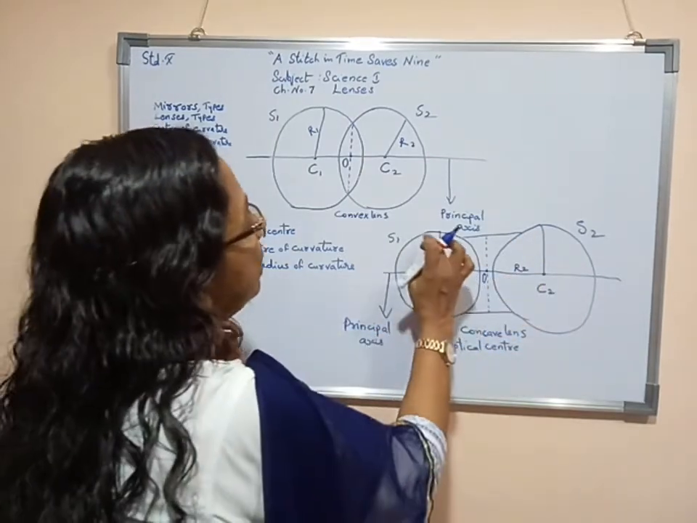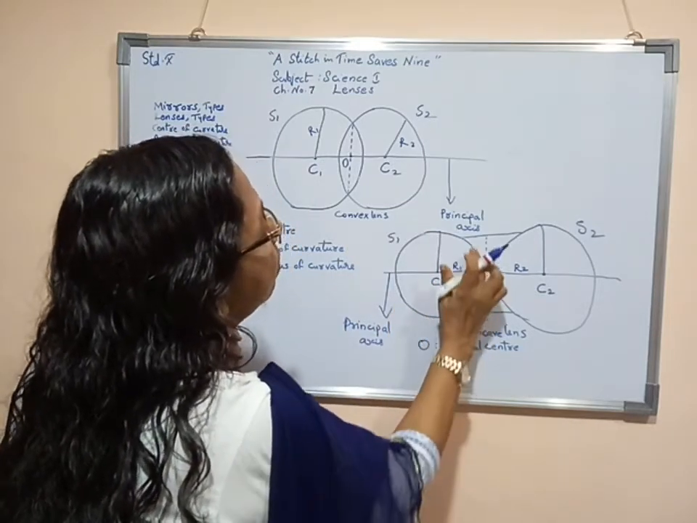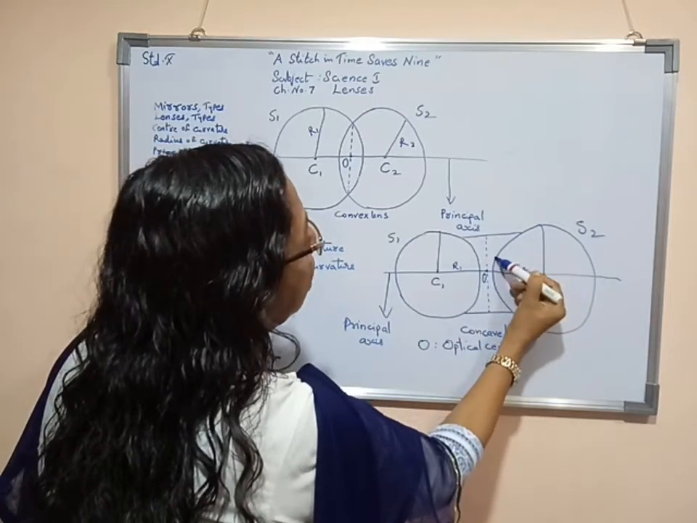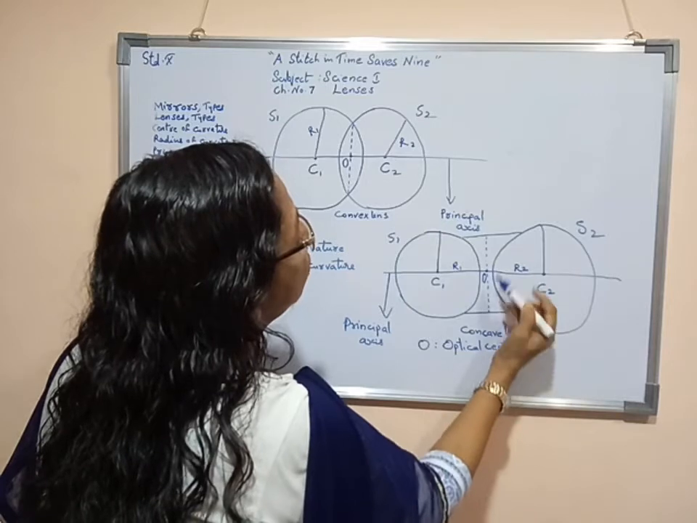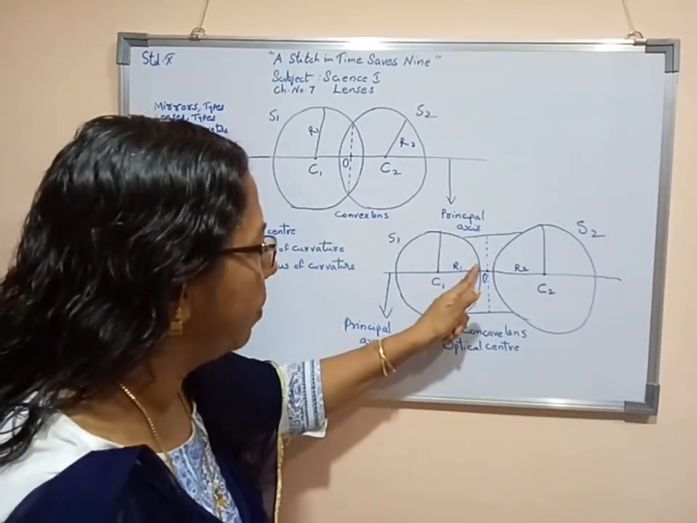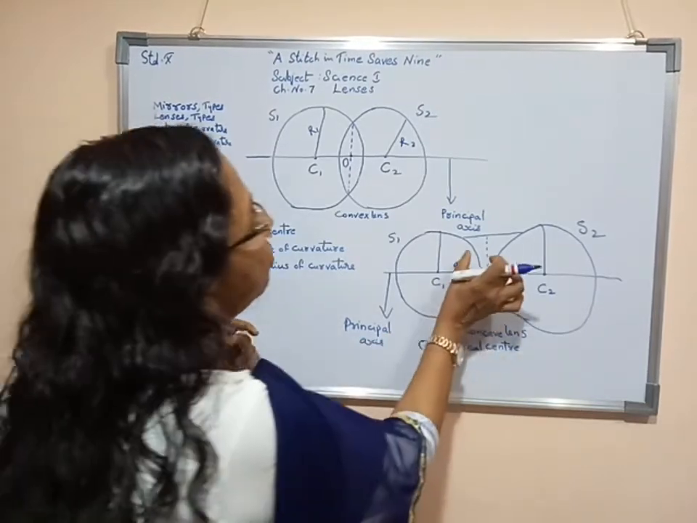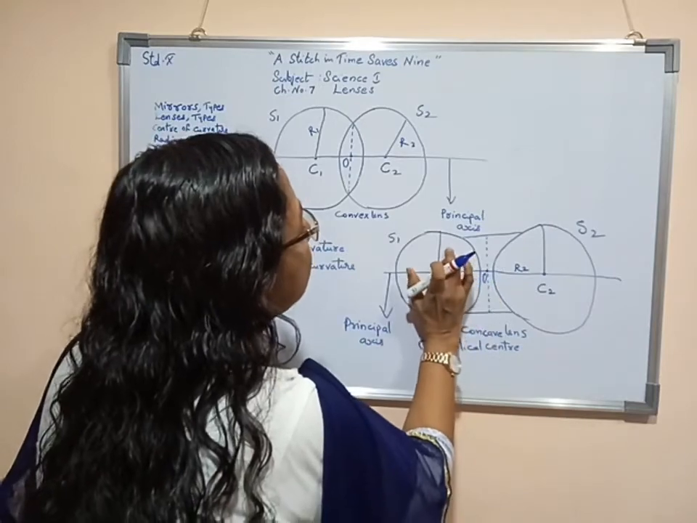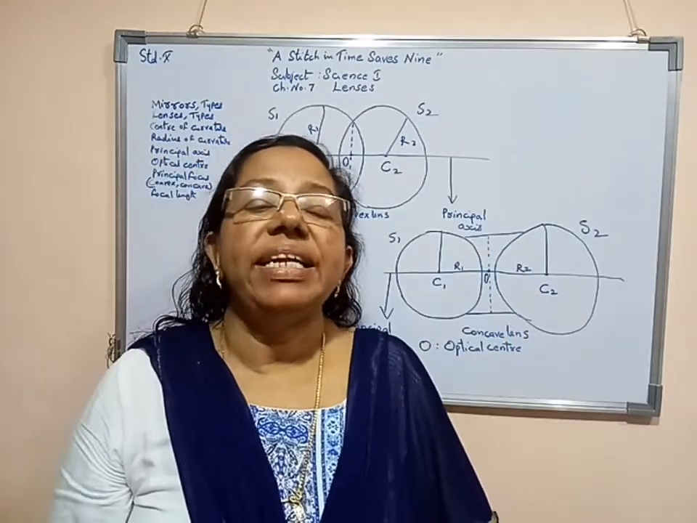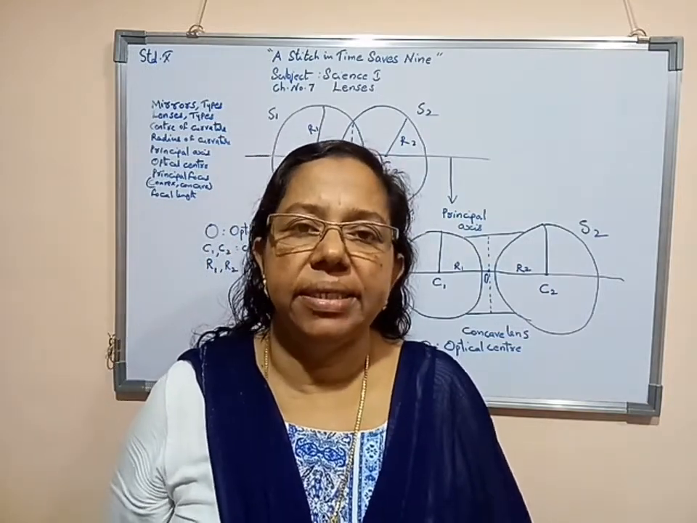We can say that this part of the sphere is part of this concave lens. Again, this part of the other sphere is the other part of the concave lens. So this is one part of the concave lens, and this is the other part. Both of them are parts of these two spheres. What is the importance of the optical center of a lens? Let us study that.